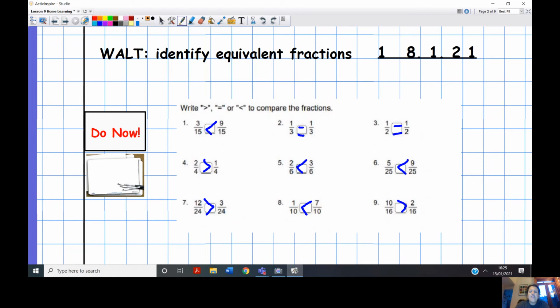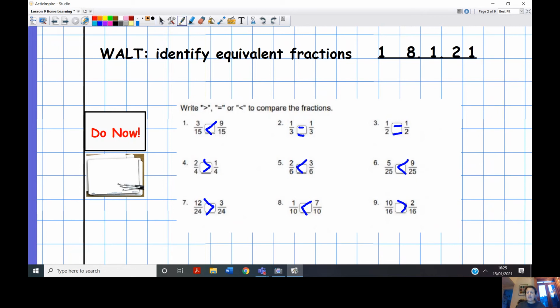Number 6, 5/25 is a smaller fraction than 9/25 because there the numerator is a higher number. 12/24 is bigger than 3/24. Number 8, 1/10 is smaller than 7/10. And number 9, 10/16 is larger than 2/16. So I hope we all understood that well.